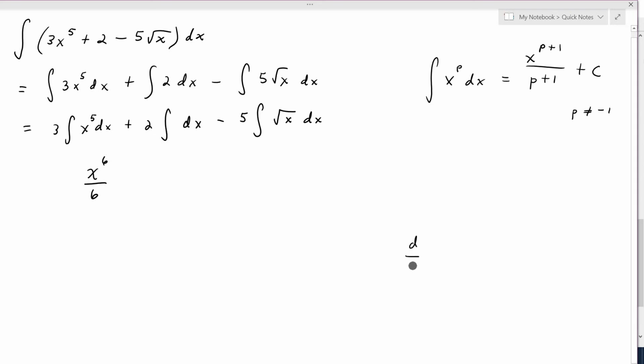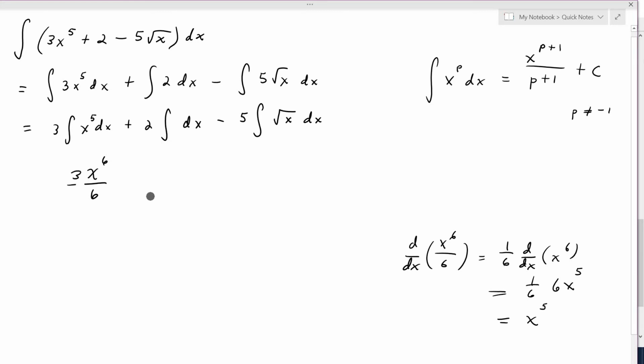Now, if you want to check this, if this really is the antiderivative of x to the 5th, then when I take the derivative of it, I should get x to the 5th back. So if you just want to check that, you can. You can pull the 1/6 out of the derivative operator, and of course, the derivative of x to the 6th power is just 6x to the 5th power, using the power rule. And then when you multiply by the 1/6, you get x to the 5th. Okay, so that makes sense. And then there's this 3 in front, so we're going to multiply by that, plus some arbitrary constant, which I'm going to call c sub 1.